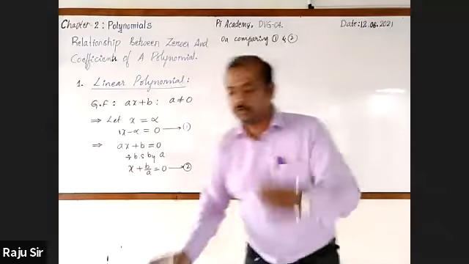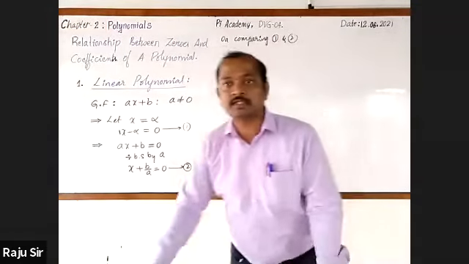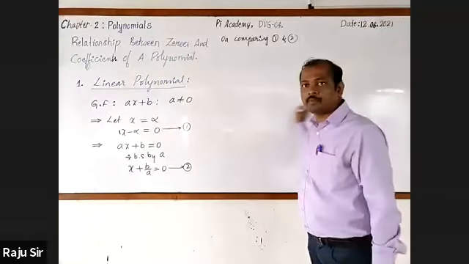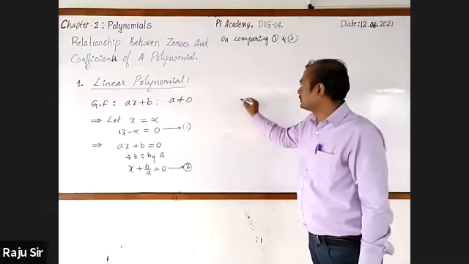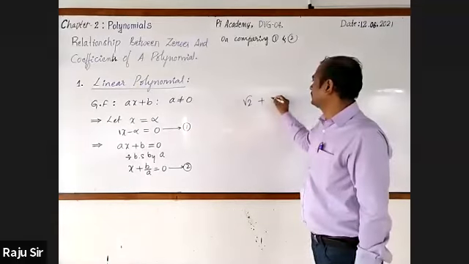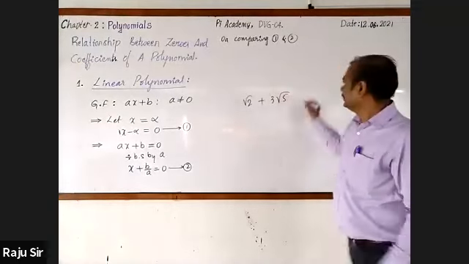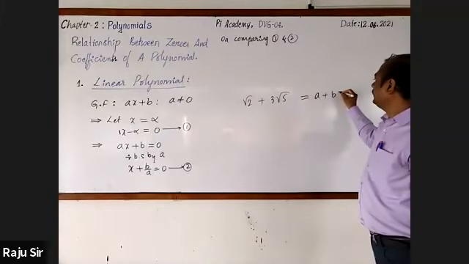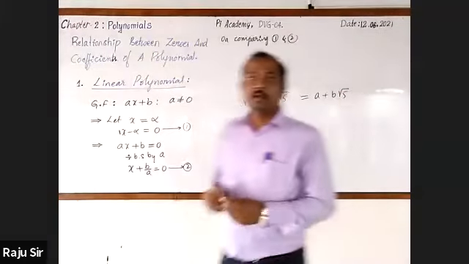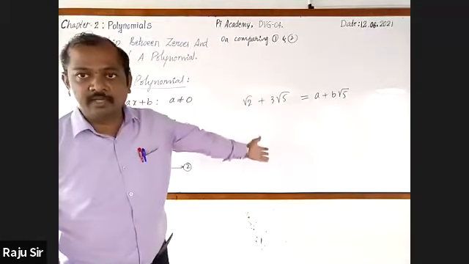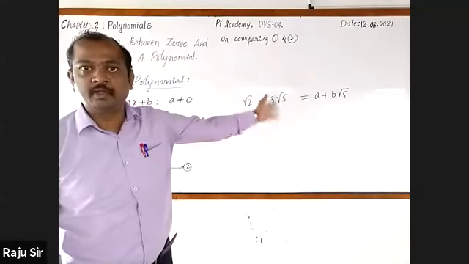I'll make you recall one concept that you had learnt last year. Observe. Suppose a plus root 2 plus 3 into root 5 is equal to a plus b root 5. Last year, you had learnt one concept: rationalize the denominator, then simplify. After that, you should find out the values of a and b.